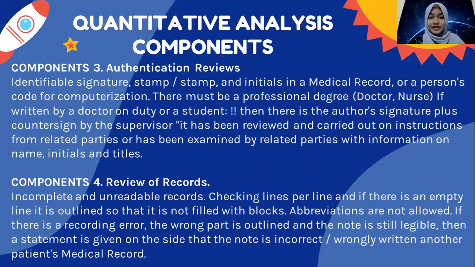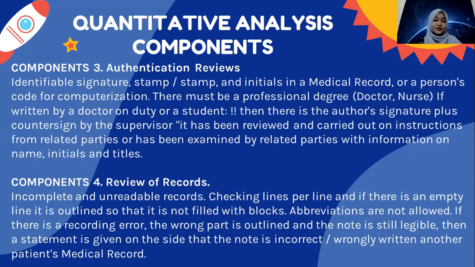Next, component 3, authentication review. Identifiable signature, stamp, or initial in a medical record, or a person code for computerization. There must be a professional degree, such as doctor or nurse, if written by a doctor or deputy or a student. Then there is the author's signature plus countersignature by the supervisor. It has been reviewed and carried out per instruction from the related person, or examined by related parties, with information and name, initial and details.